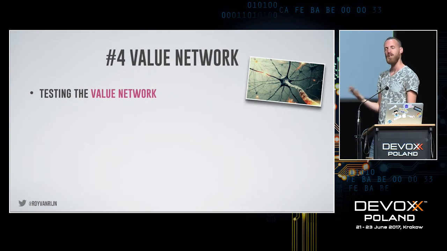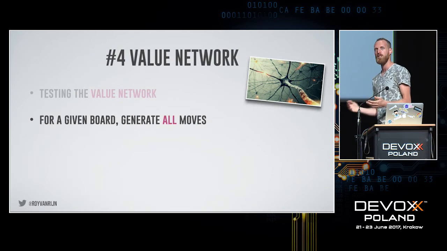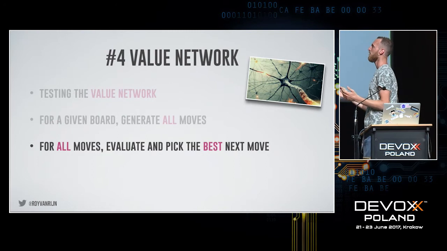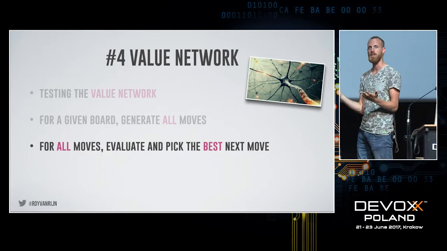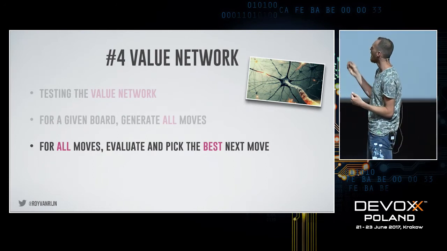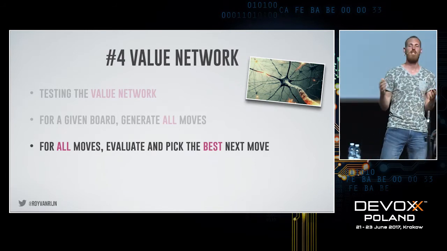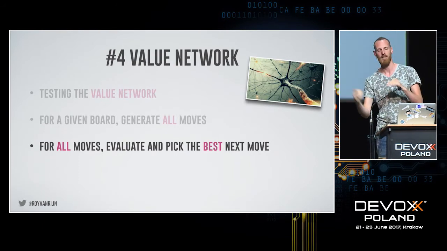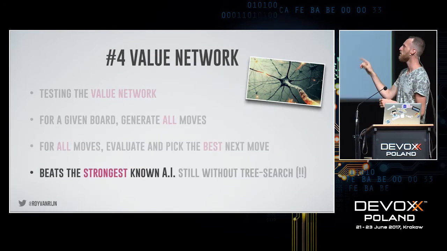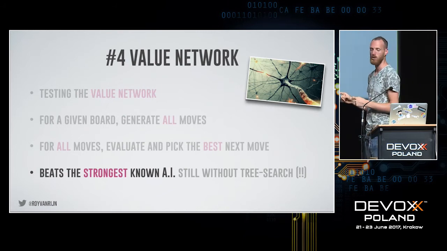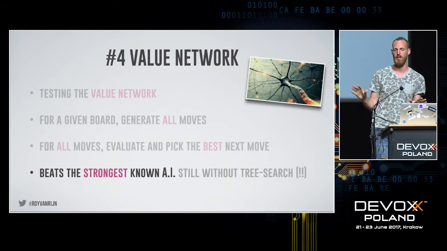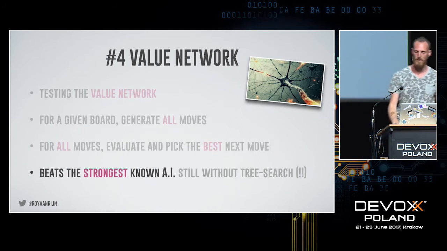So they thought, how can we test this network? How good is this? So for a given board, they would generate all the possible moves. And for all these moves, they would apply the value network, the evaluation function. And they would pick the best next move. So this isn't searching to an entire depth, it's depth one. This was able to be the strongest known AI in Go. Still without any tree search, just this neural network. Not the other neural networks, just this one.